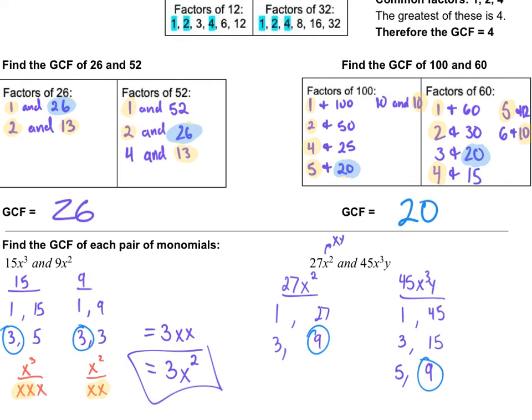x squared is x times x. x cubed y is x times x times x times y. So I'm going to take an x and an x out. So my GCF, whoops, let's get back to our pen. The GCF is 9x times x, or 9x squared.